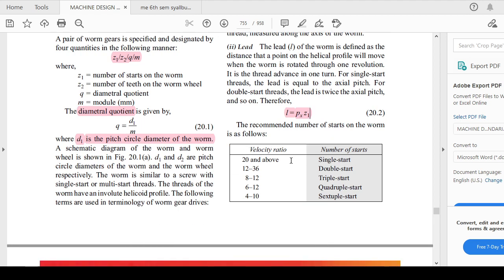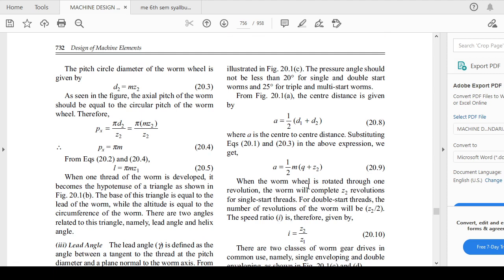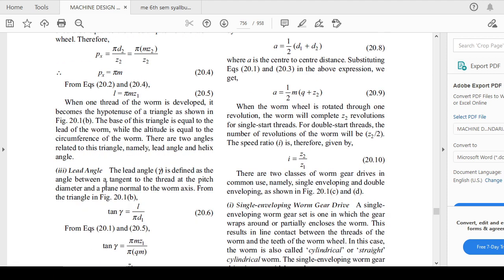So the velocity ratio also depends on the number of starts. For the single start it is 20 and above. For the quadruple start it is 6 to 12. So this is the ratio of velocity. Okay. Now you can also see lead angle. The lead angle is defined as the angle between the tangent to the thread at the pitch diameter and a plane normal to the worm axis.